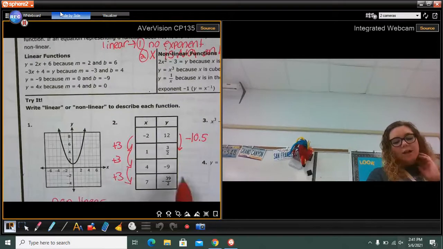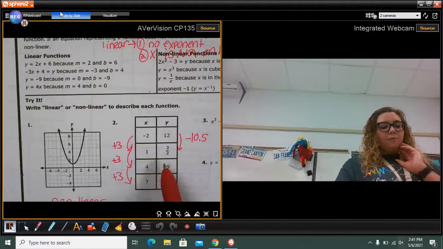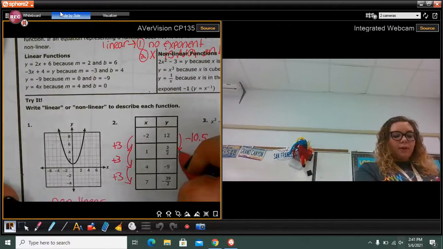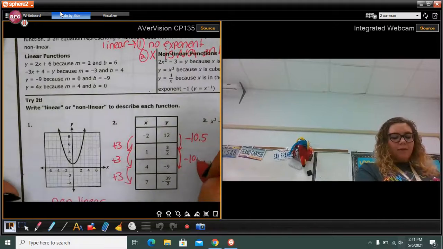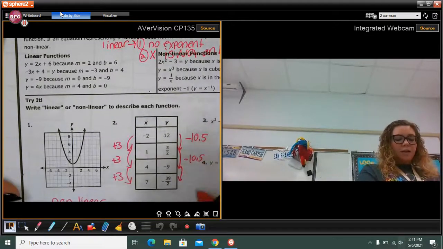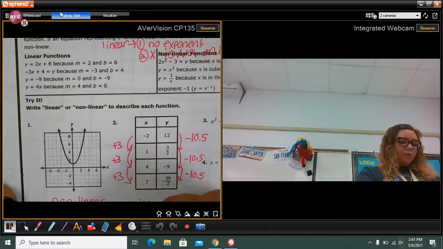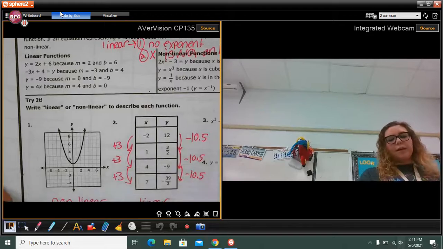And the way I did that was I applied 3 halves in the calculator, minus 12, and I get negative 10.5. 3 halves to negative 9, minus 10.5, and then negative 9 to that. Again, the difference is negative 10.5. So this is linear, because both sides are increasing by a constant number.